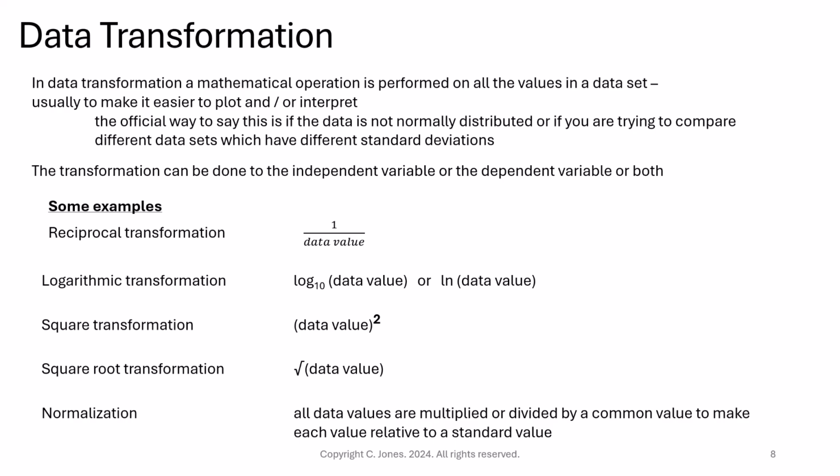Or you might multiply or divide all the data values by a common value to make them relative to a standard value. So you might say things are moving through the chromatography system, and I have one standard that I know always comes out at 10 minutes. So I'm going to divide everything by 10 minutes to make all my elution times relative to that one standard. That would be normalizing the data. Okay. And again, there's lots of different ways you can do this. The curve fitting programs actually do transformations to give you the best plot.